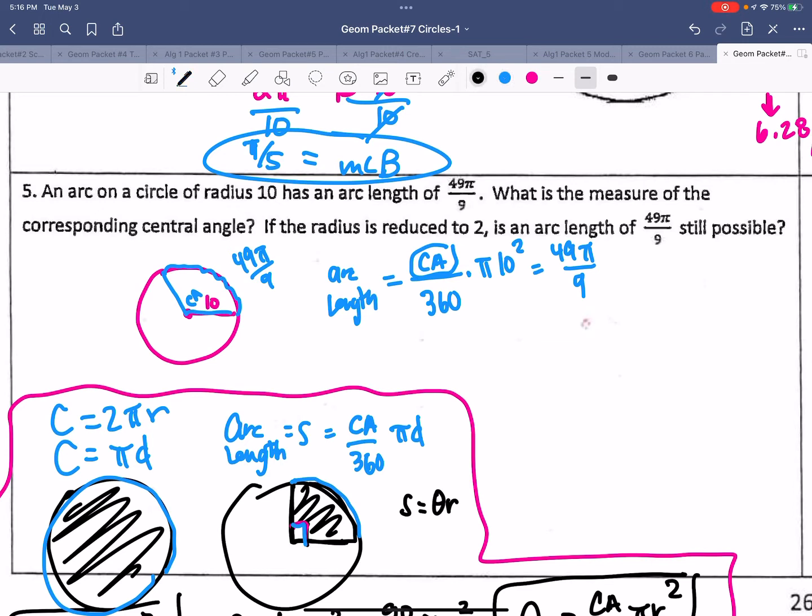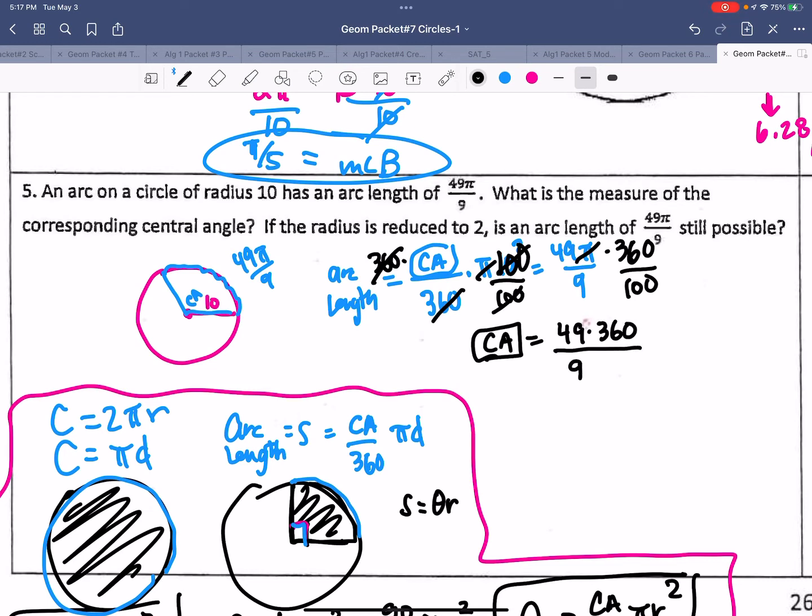So the pi's cancel. 10 times 10 is 100, right? So our central angle equals, I want to multiply by 360 on both sides and divide by 100 on both sides. That goes away, so I only have the central angle on the left because 360 canceled. Now on the right, I have 49 times 360 divided by 9 divided by 100. So we can figure out what the central angle is.